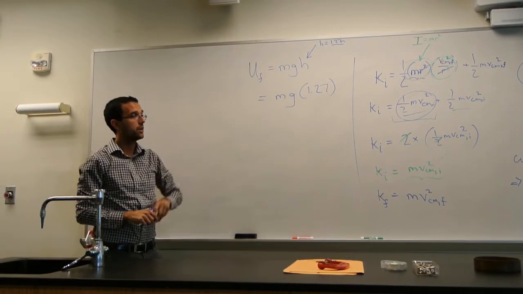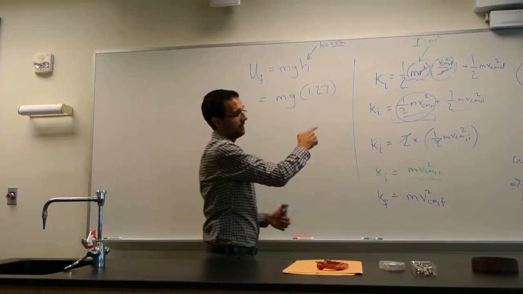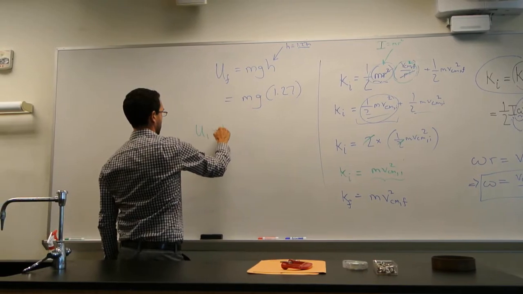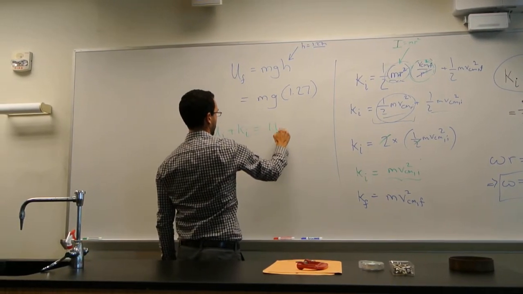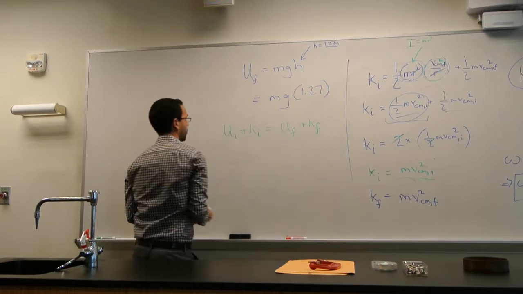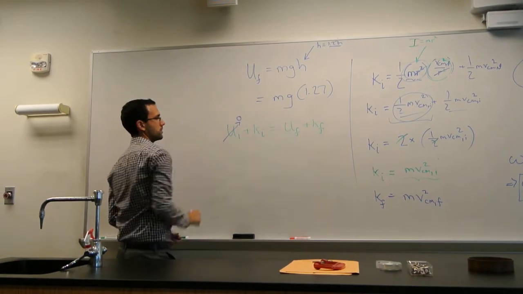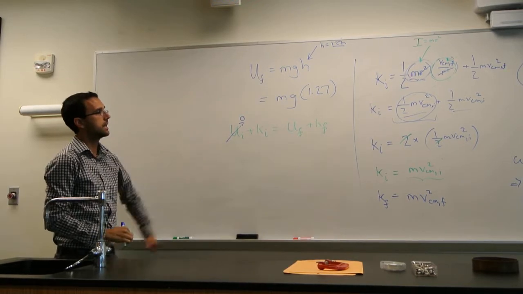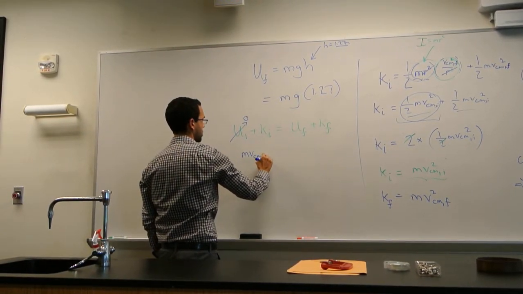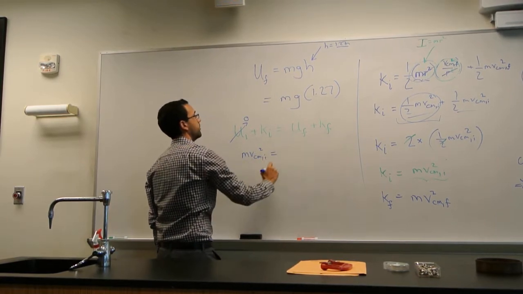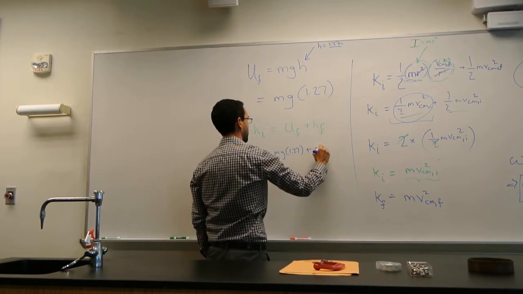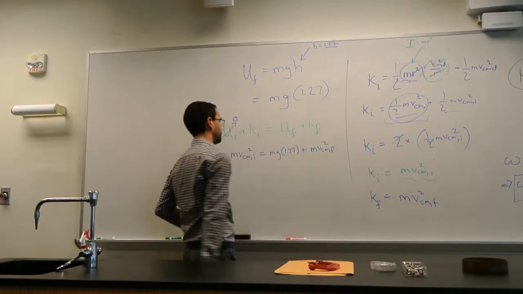Okay, so now I'm going to plug everything into the conservation of energy equation. So I have U initial plus K initial is equal to U final plus K final. Remember though, what was my U initial when I was on the ground? 0. So now I'm going to substitute all of these in. Kinetic energy initial is m v_cm initial squared. Potential final is mg times 1.27 plus kinetic final is m v_cm final squared.